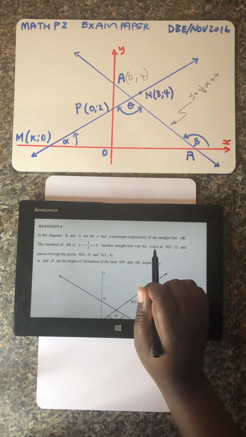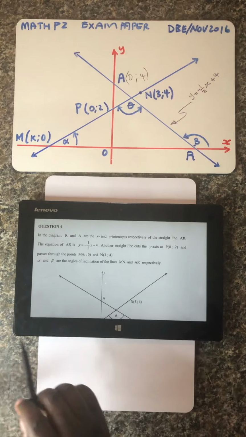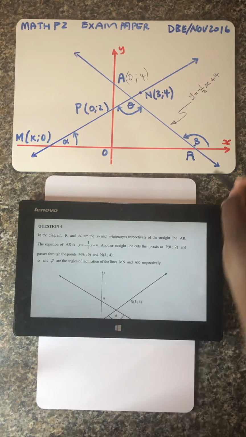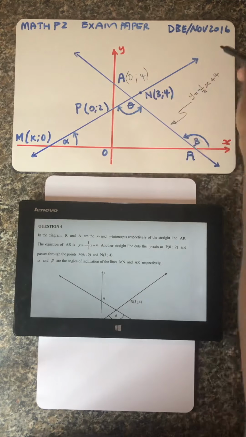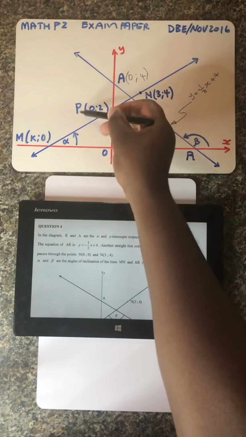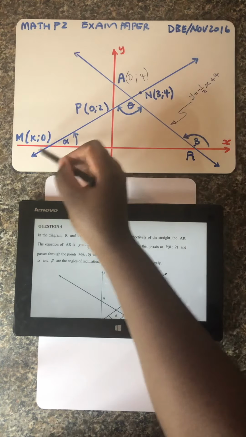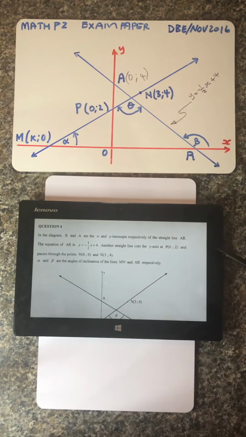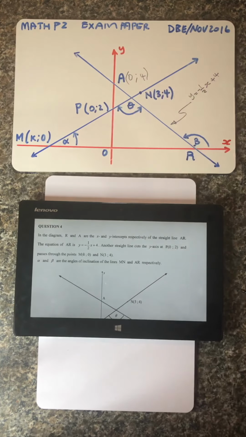cuts the y-axis at P. This is that point P. Remember guys, it's another straight line. So that was the initial straight line that we've been talking about. There is another straight line, which is that straight line. Okay, so they're talking about the point P, and they are saying this other straight line cuts the y-axis at point P, where x is 0 and y is 2. So that means that point there is 2.